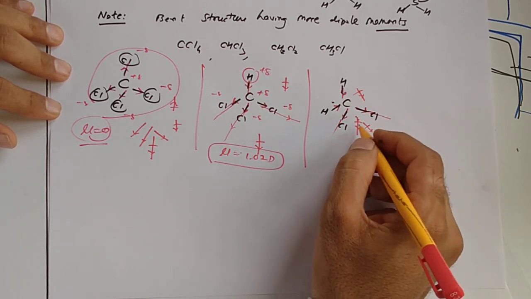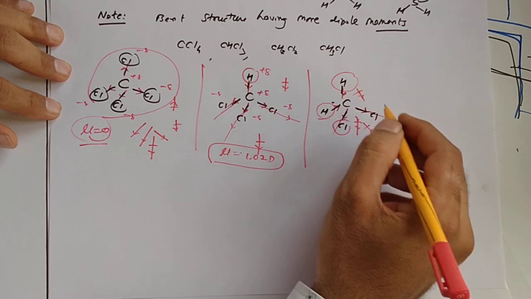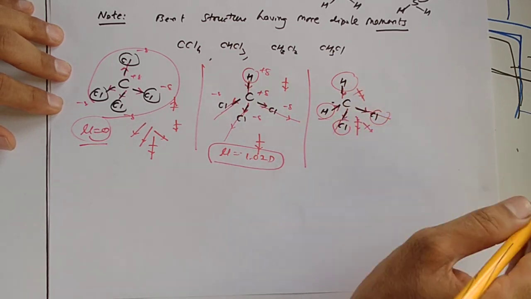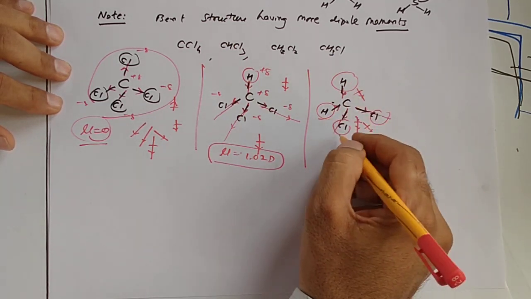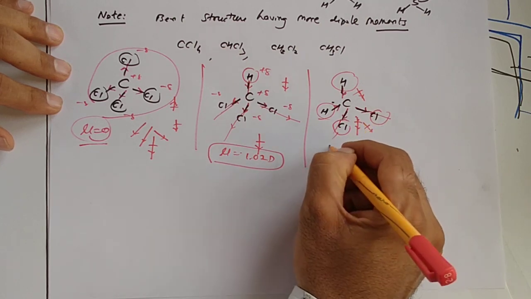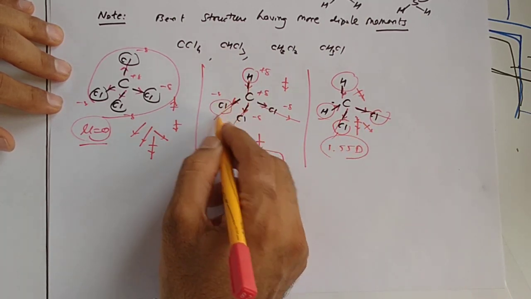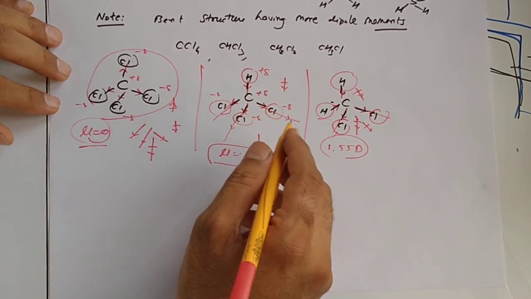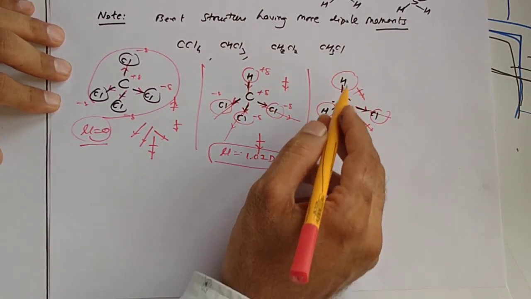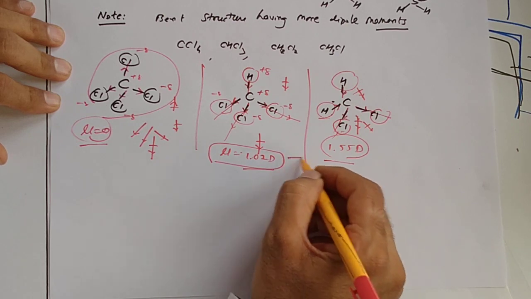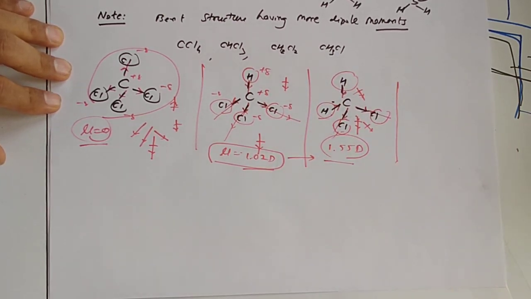So 2 are centralized and 2 are divided in different directions, moving. So the dipole moment here is 1.5. Why? Here 3 are in different directions, dividing, only 2 and 2 are centralized, so polarity increases.